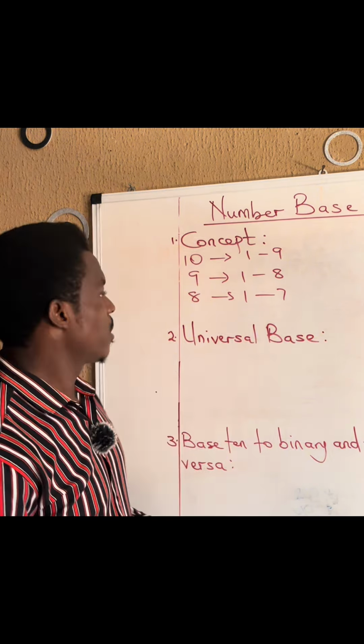Now, let us look at the universal base, which is base 10. The universal base is base 10, which is also known as denary, or sometimes called decimal. The universal base has applications and operations that are based on the concept of number base. Every day we calculate, we add and subtract, especially.